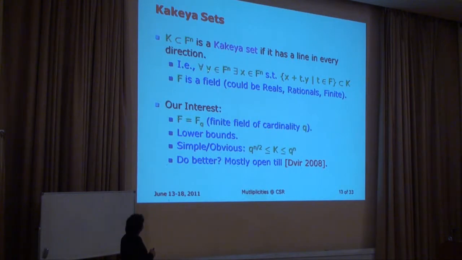And what do we mean by a line in every direction? When you specify a direction y, you should be able to find a starting point or an offset x such that all the points of the form x, x plus y, x plus 2y, etc., are all contained in the set that you have. So it's an interesting question.